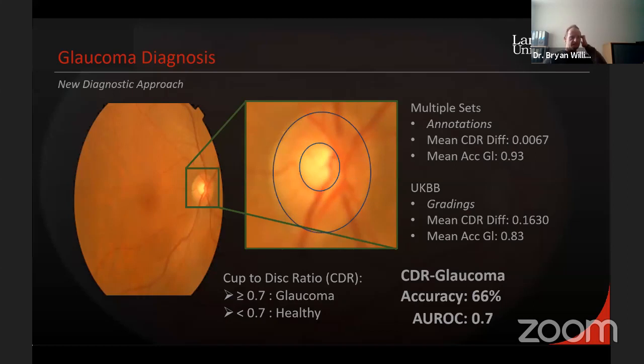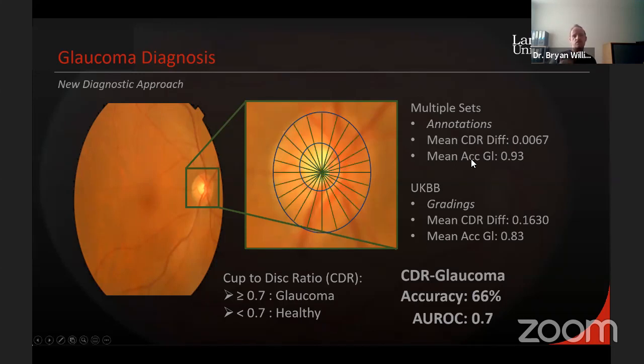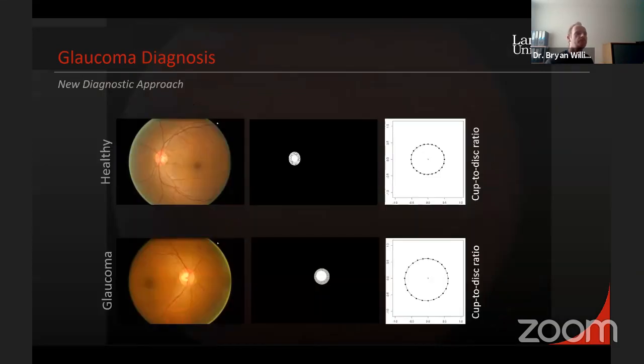Since we've got the segmentations of the overall profile, why don't we use it? Why don't we take the overall profile and try to use this information? Now, this is not something that you can expect a clinician to do. It doesn't make sense to expect a clinician to try to estimate the cup-to-disc ratio or to spend time calculating it. So we might try to do it automatically.